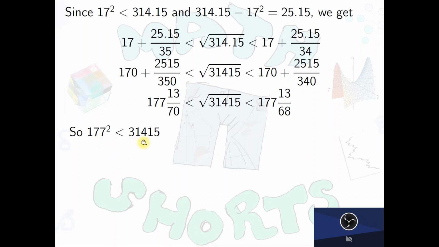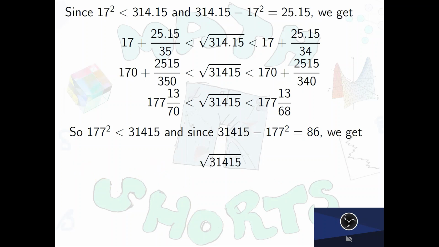So now I know that 31,415 is a little bit bigger than 177 squared. I can do my process again, subtract 177 squared from our number to get 86. So I'm going to have 177 on each side of our square, so I'm going to need twice that. 354 chunks for everything. I've got 86 things. So I'm going to be between 177 and 86 over 354 and 86 over 355.